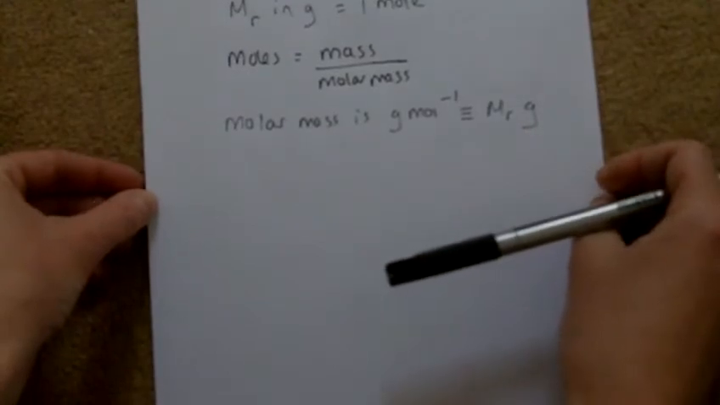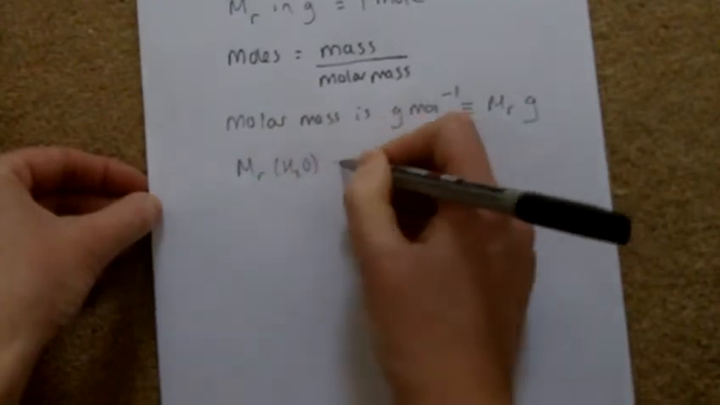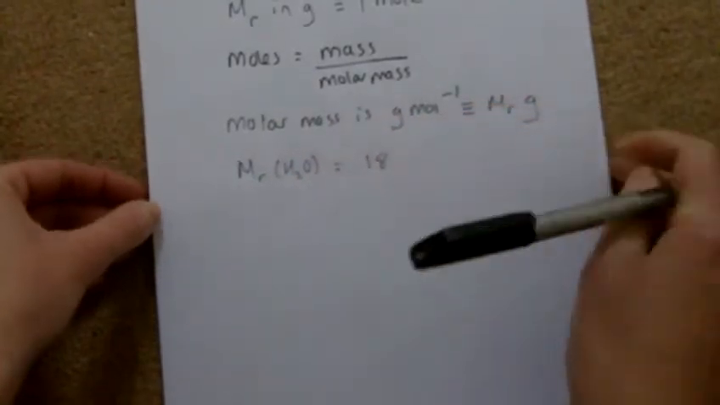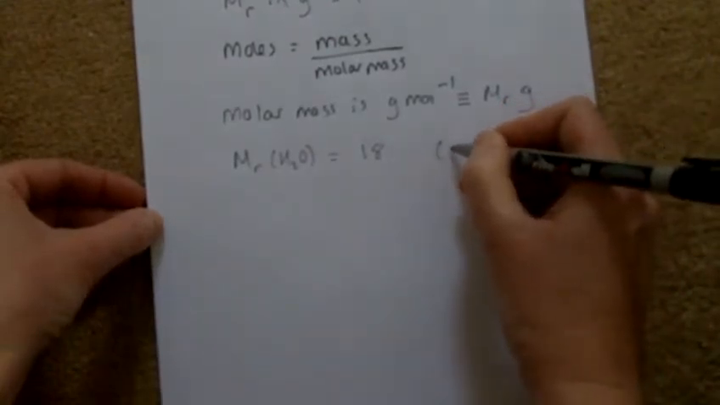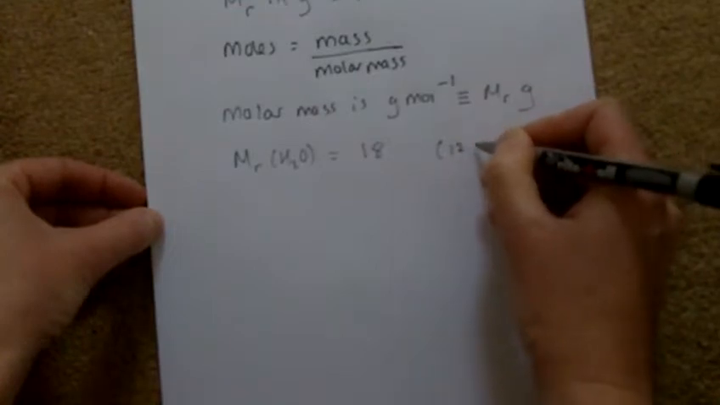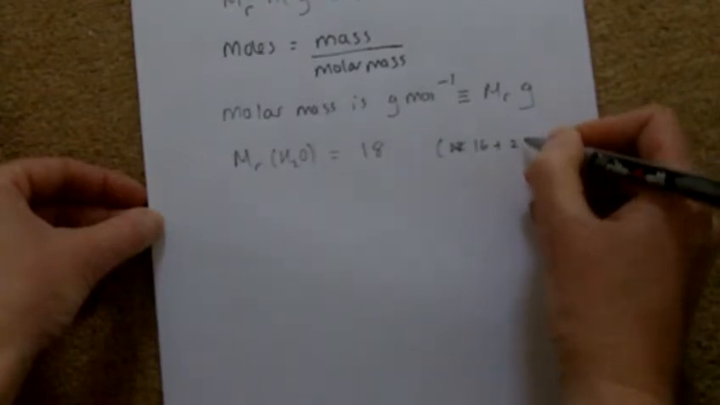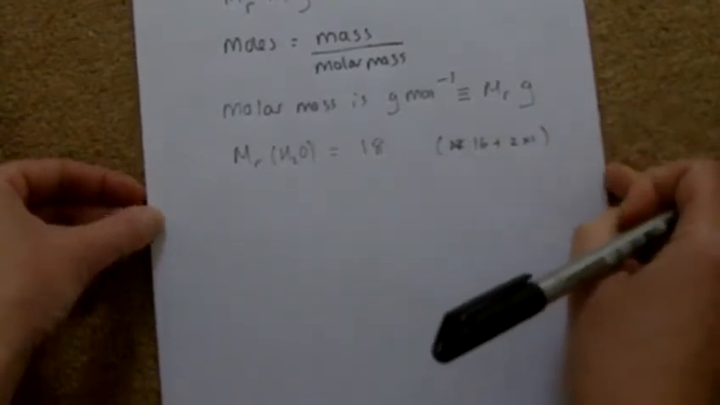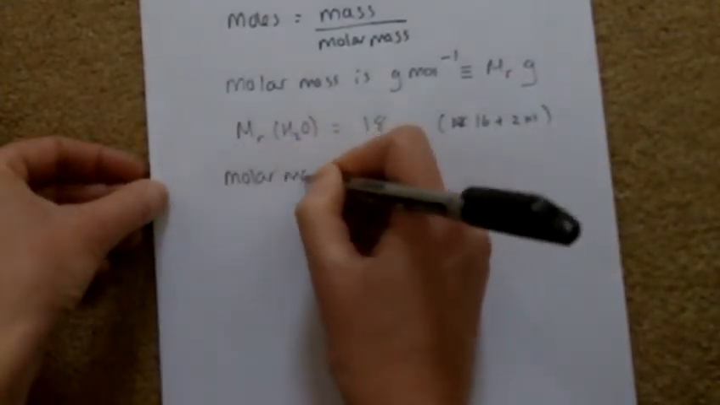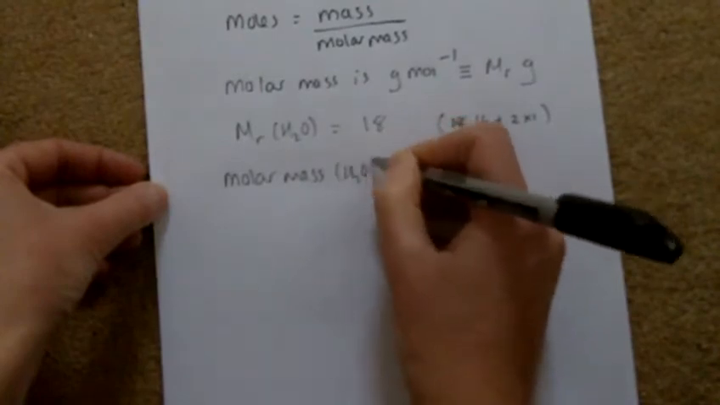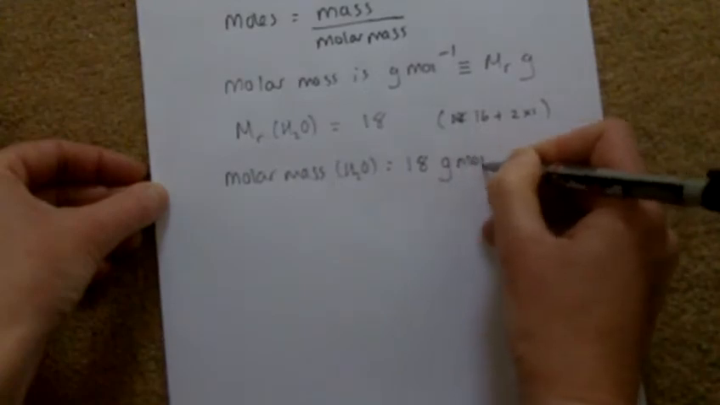So if I was to say to you, what's the relative molecular mass of water, you would say 18, because you would just add up the relative atomic masses. You just go 16 for oxygen, and there's 2 hydrogens, 2 times 1, and that is 18. If I said to you, what is the molar mass of water, the mass of 1 mole, it's exactly the same number, but it's grams for every mole.